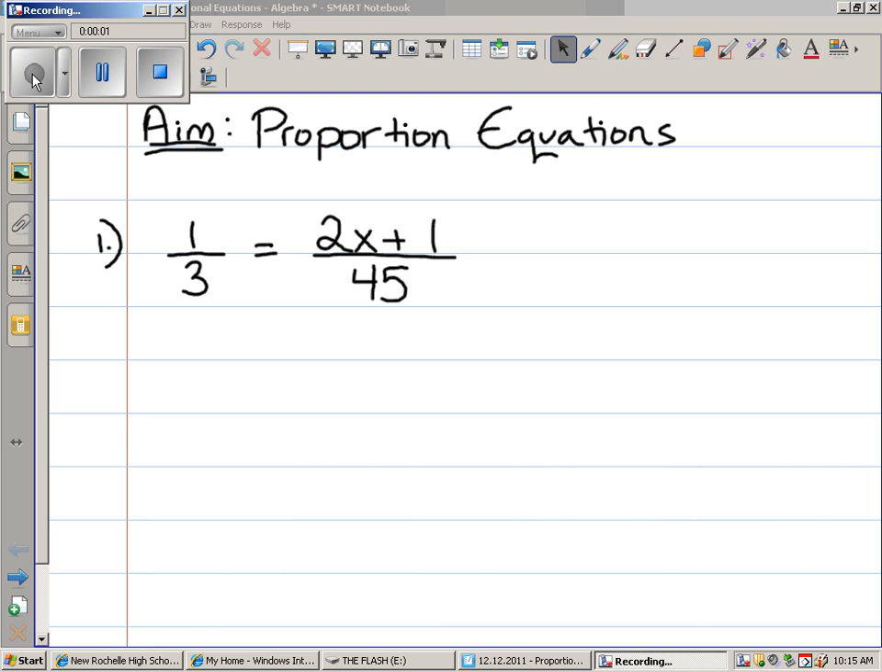So today we're talking about two ideas. The first one is proportion equations. Proportion equations are two fractions set equal to each other.